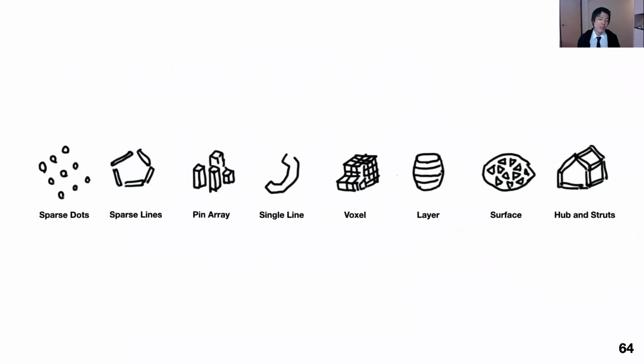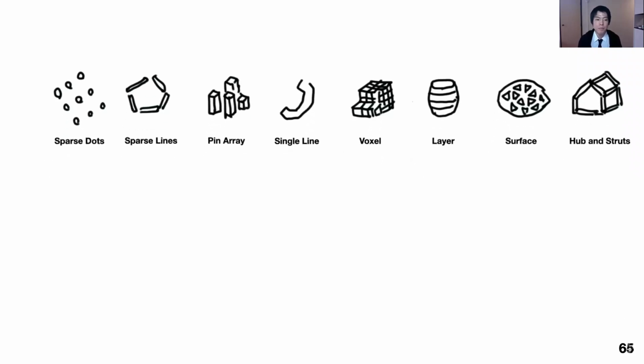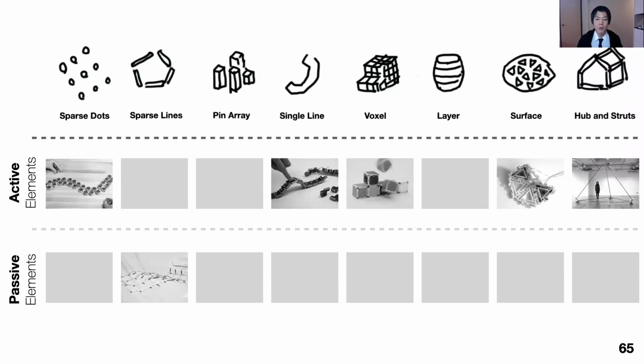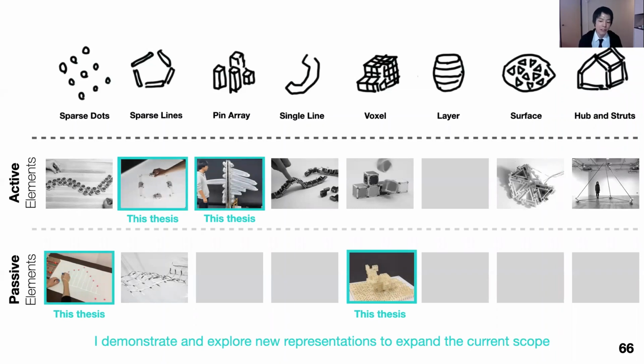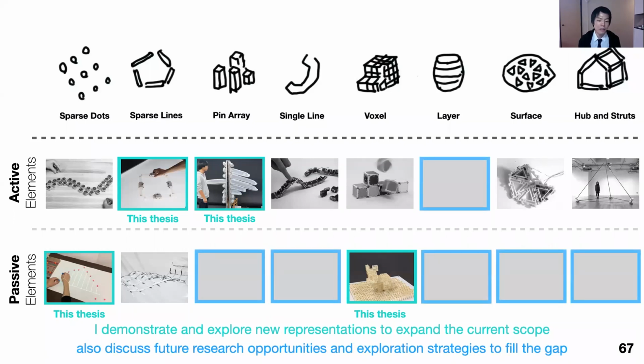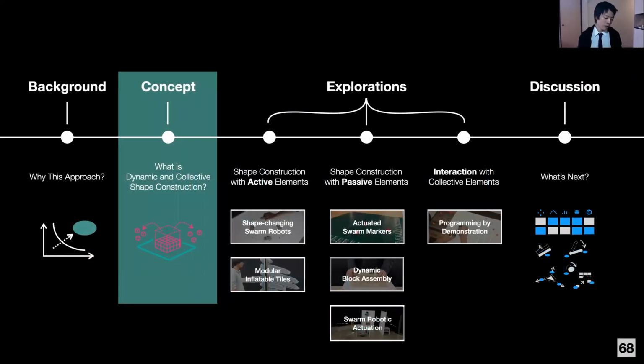So one of the contributions of this thesis is to explore and identify this variety of rich representations that can be possible with dynamic and collective shape construction. And based on the literature review, I also show which representations can be missing. So I demonstrate and explore new representations to expand the current scope of the research, and I'm also going to discuss future research opportunities and exploration strategies to fill the gap for the HCI community. So this was a brief description of what dynamic and collective shape construction is.